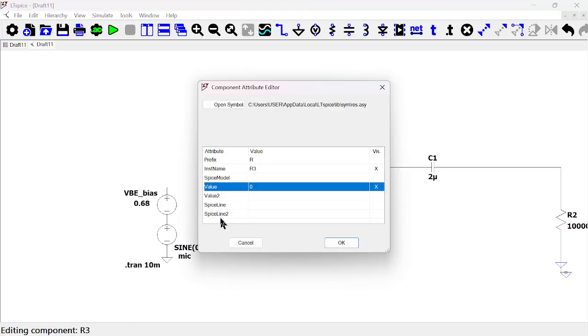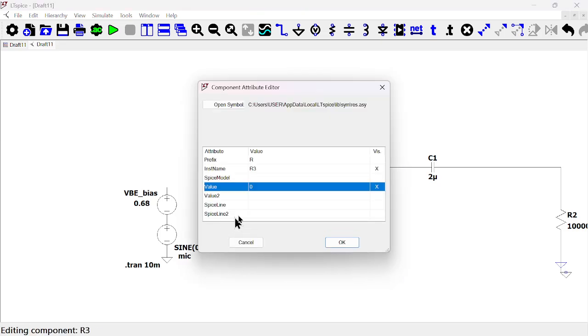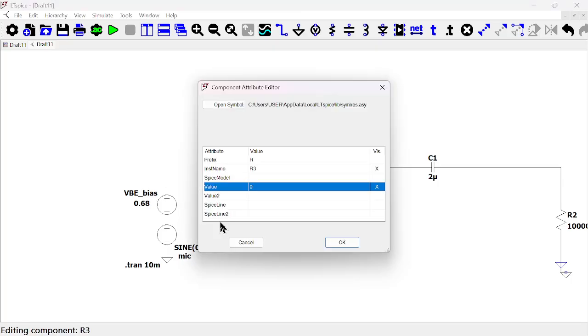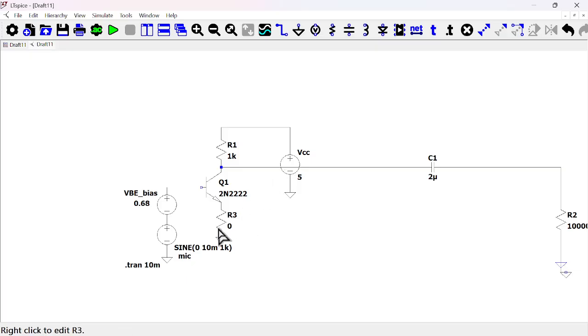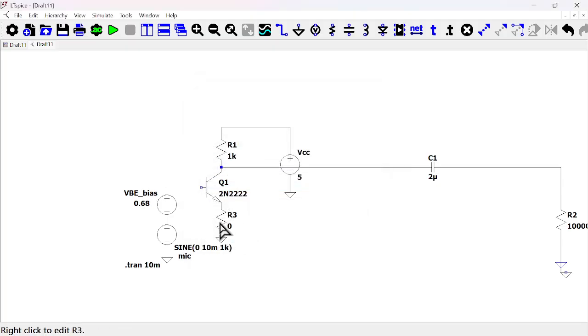So what happens if I put a resistor value here? Why can't I change that? Okay, let me just cut it and put a new resistor there. I don't know what I did wrong there.